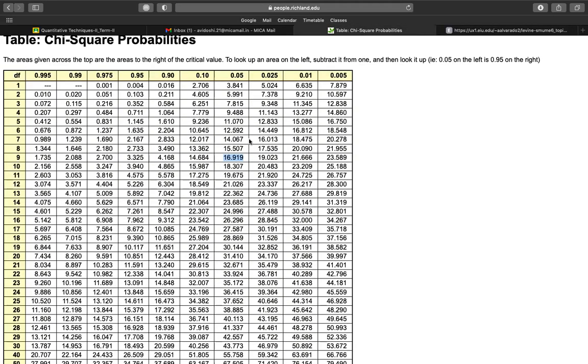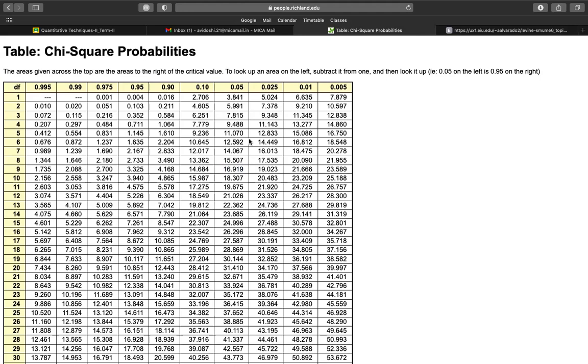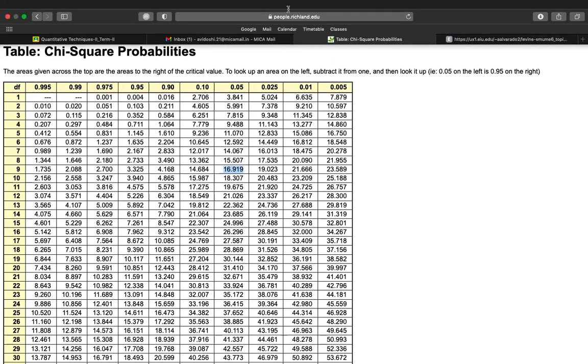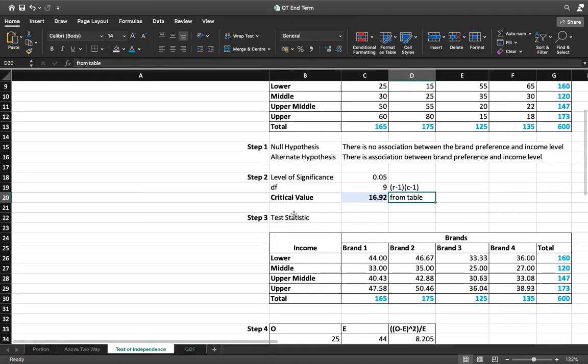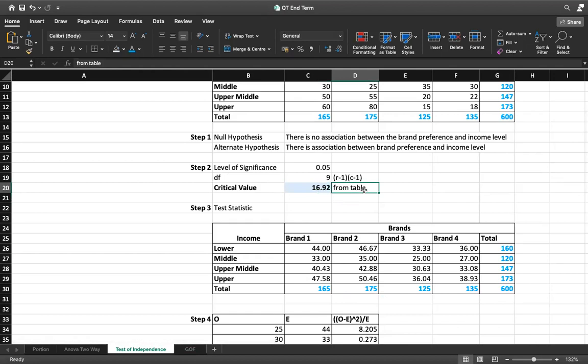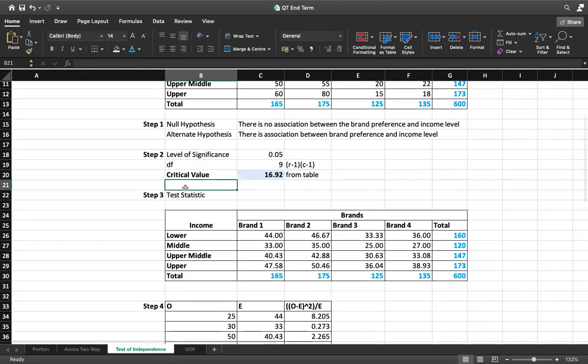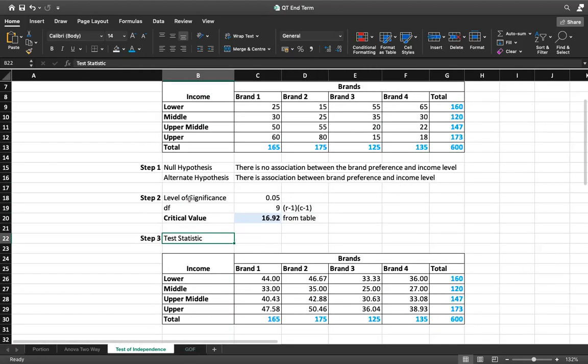Okay. So this is how my chi-square probability table will look. Basically, 0.05 is my level of significance, and my degree of freedom is 9. So 16.919 is the critical value. Right, that's my critical value that I got from the table. Now I have to create a table for my test statistic.